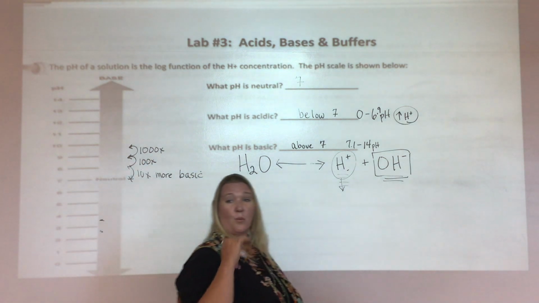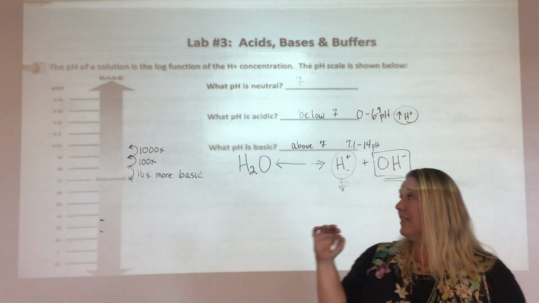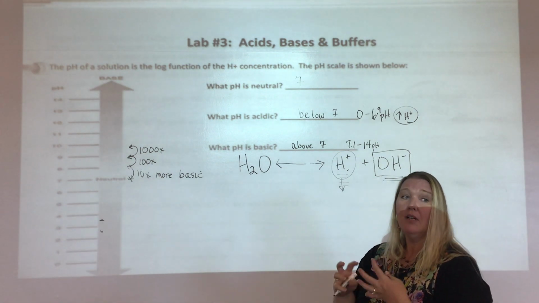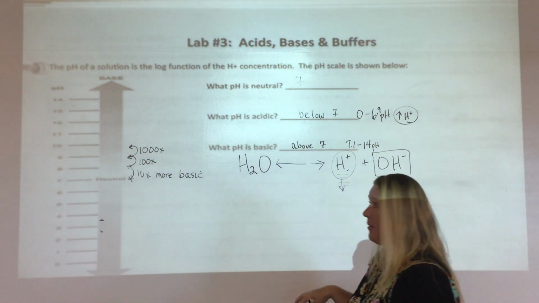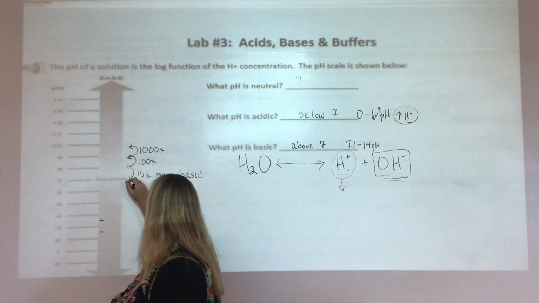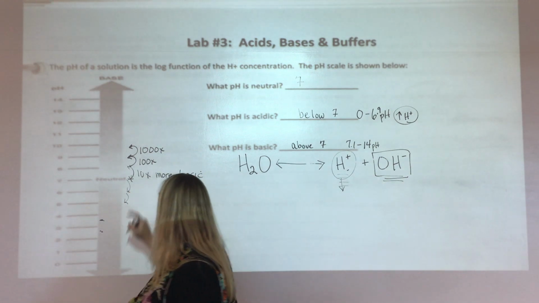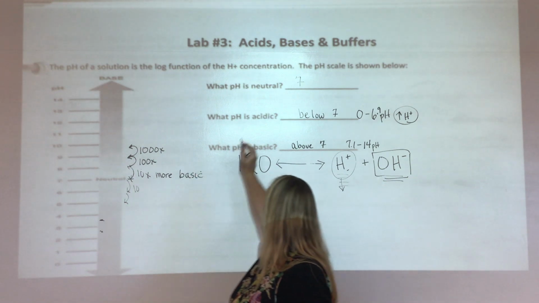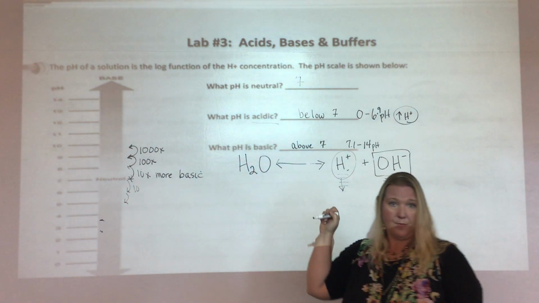So moving just one pH value is really a big deal, especially when you're talking at the microscopic level in the cells, and we'll get to that when we talk about the buffers. You can do the same thing when you move to the acidic side. If you go below 7, then it's 10 times more acidic.